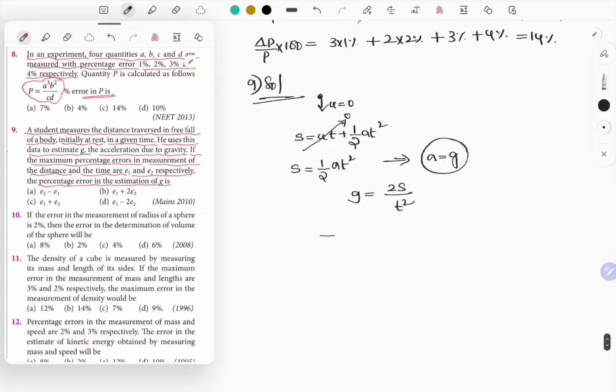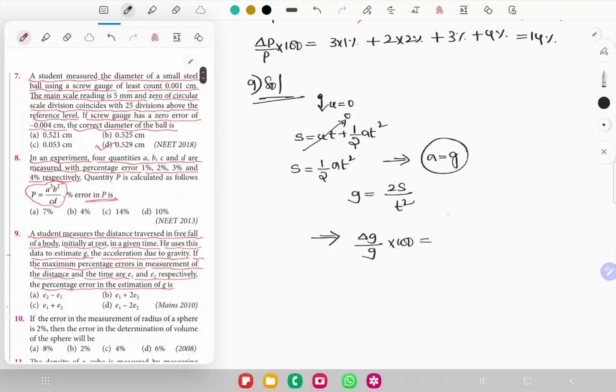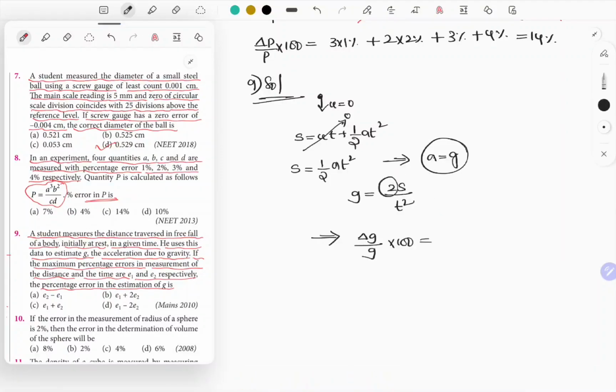The formula is represented here as delta g by g into 100, which is equal to the same procedure. This question is also like the 8th question that we have solved. 2 is not having any error. That's the reason we are not going to write it as delta 2 by 2 into 100. That's not the correct way of representation because there is no error in the measurement of 2. So we have to write it as delta S by S into 100 plus 2 into delta T by T into 100. This is the way of representation.